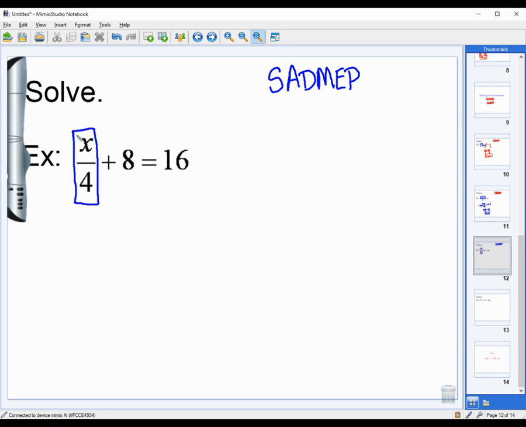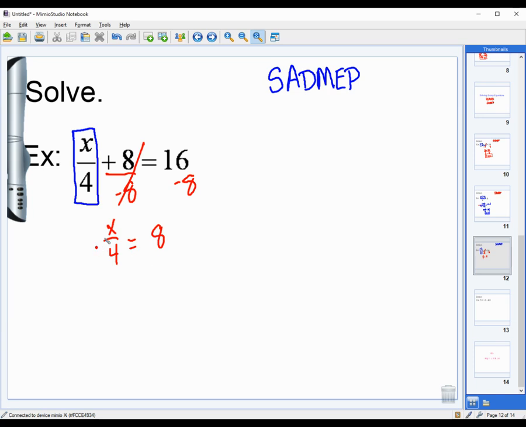Now, outside of this box, do we have any sort of subtraction or addition? Those would be the first two of our SADMAP here. Hopefully you said yes. We have some addition right here. So we're going to need to do the opposite. We need to subtract 8. Whatever we do to one side, we've got to do to the other. So this is going to be x over 4 is equal to 8.